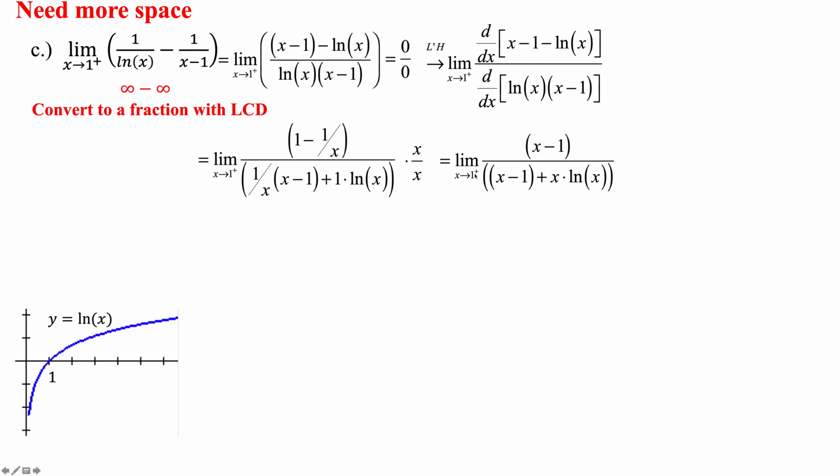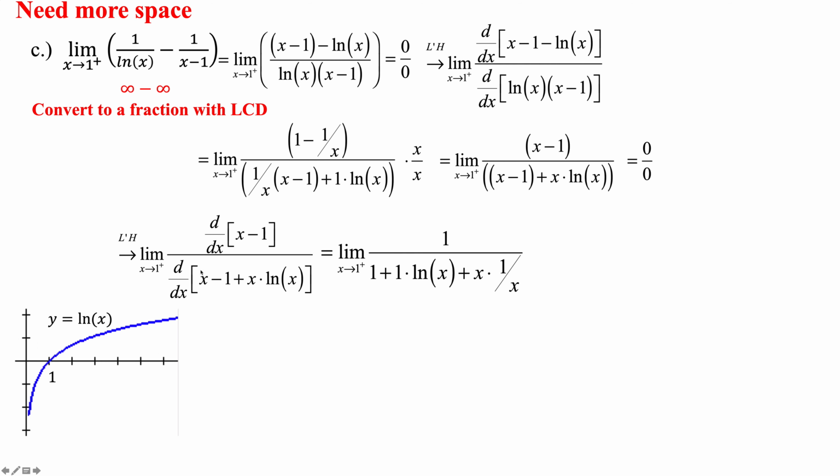And again, we're approaching from the right. This is still a 0 over 0 situation. So L'Hopital's rule one more time. The derivative of the top will be 1. On the bottom, the derivative of x is 1. Well, that's going to be a 0.